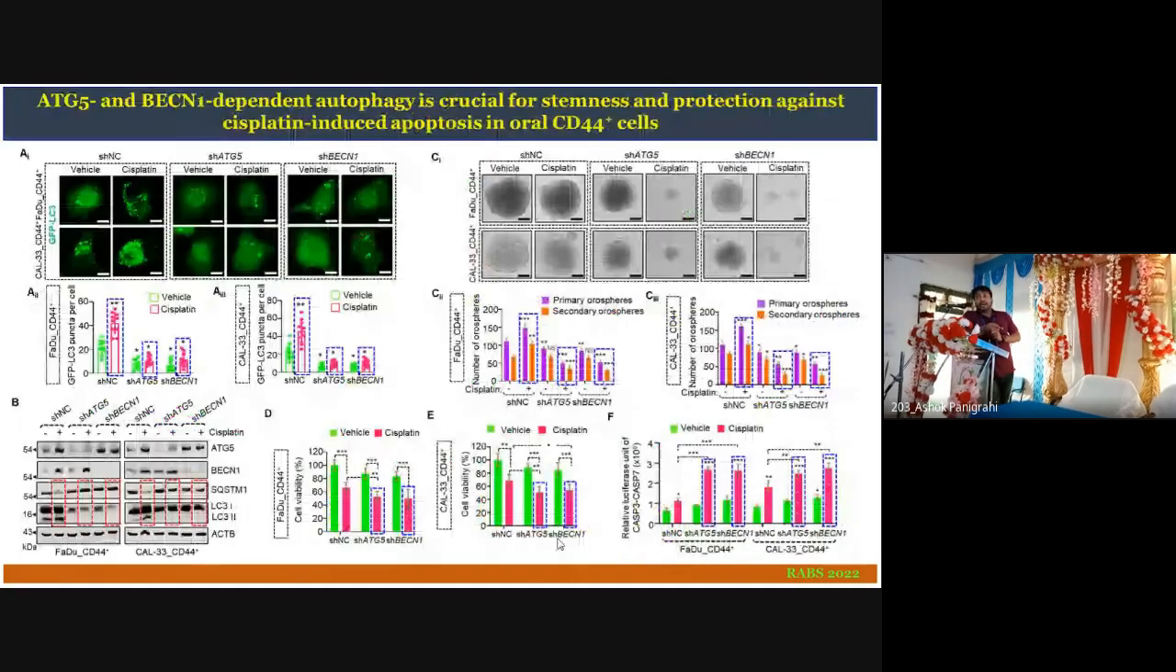Next, as I already showed, the expression of these genes was significantly high in cancer stem cells. We knocked down these two proteins using shRNA. We found that in the absence of these two genes, autophagy levels are significantly low in cancer stem cells, and the stemness of cancer stem cells is reduced. So suggesting that ATG and NRF2 dependent autophagy are crucial for stem cell protection against chemotherapy.